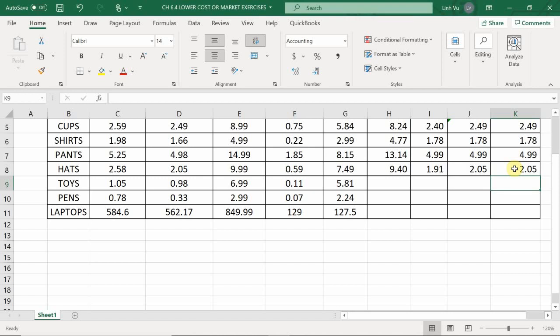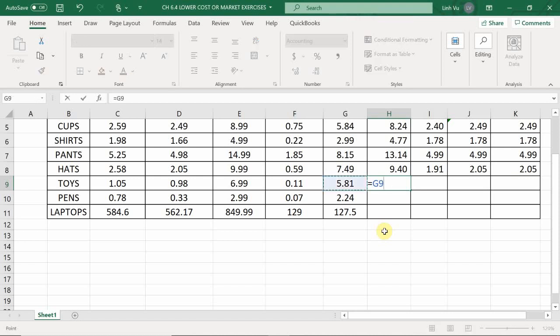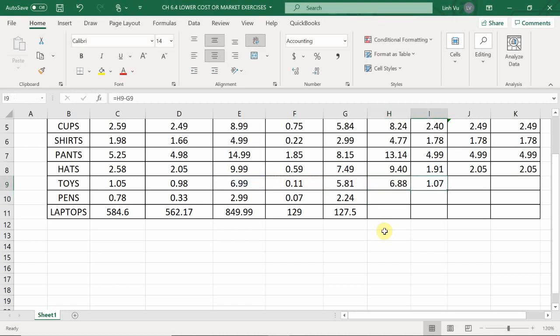Then we bought some toys for $1.05, and then the market tells us, well, due to technology, right? It is now 98 cents per toy. Okay. You sell these toys for $6.99. To dispose them, it's going to cost you 11 cents, and you want to get a $5.81 profit. Okay. So in this case, what is going to be my ceiling? $6.88. Okay. What about my floor?